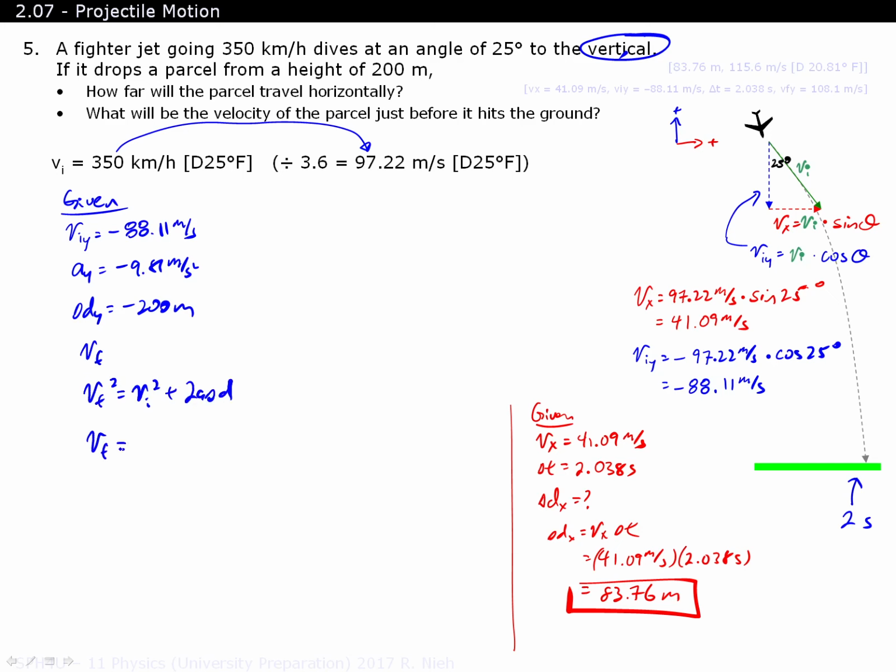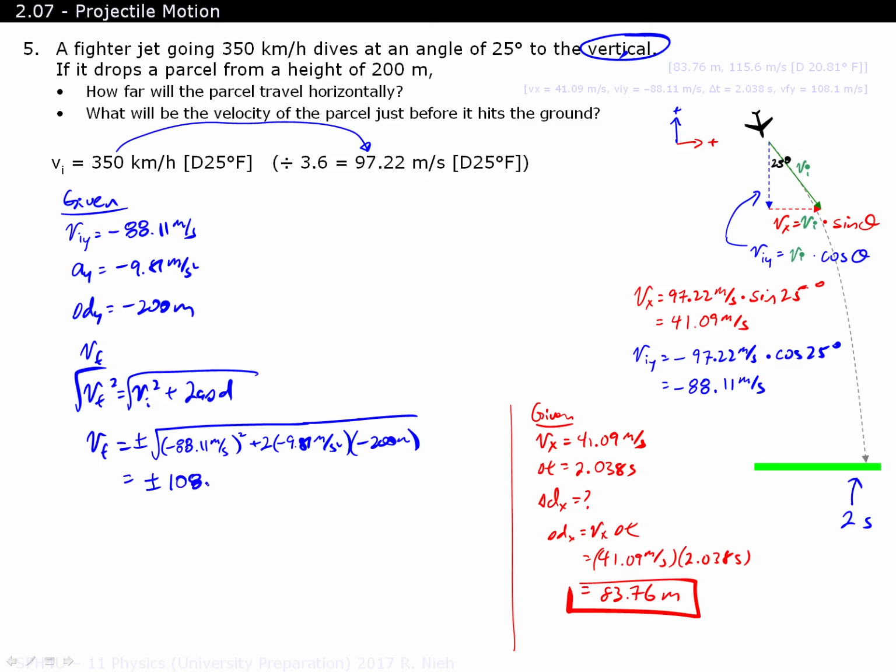Now remember that when you isolate for vf, when you're square rooting both sides, technically you have two possible answers, a positive answer and a negative answer. Negative 88.11 meters per second, quantity squared, plus 2 times negative 9.81 meters per second squared multiplied by negative 200 meters. Luckily, the two negatives right over here will become positive so that we have an answer that is solvable. So our vf in our y dimension is plus minus 108.1 meters per second.